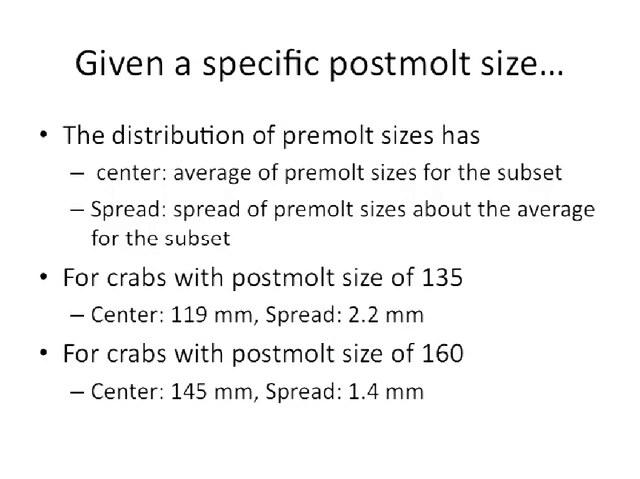So the distribution of the pre-molt size, which we started with, has its particular center, which was 132, and a spread, which is its SD, which was about 10.5. Now, when we focus in on a particular subset of crabs that have all the same post-molt size, those crabs are more similar to each other, and knowledge of the fact that it's 135 versus 160 says that we can have a much more narrow range of pre-molt size, and the actual center is 119, and the spread was 2.2. For the crabs that were 160, the center was 145, and the spread was 1.4.